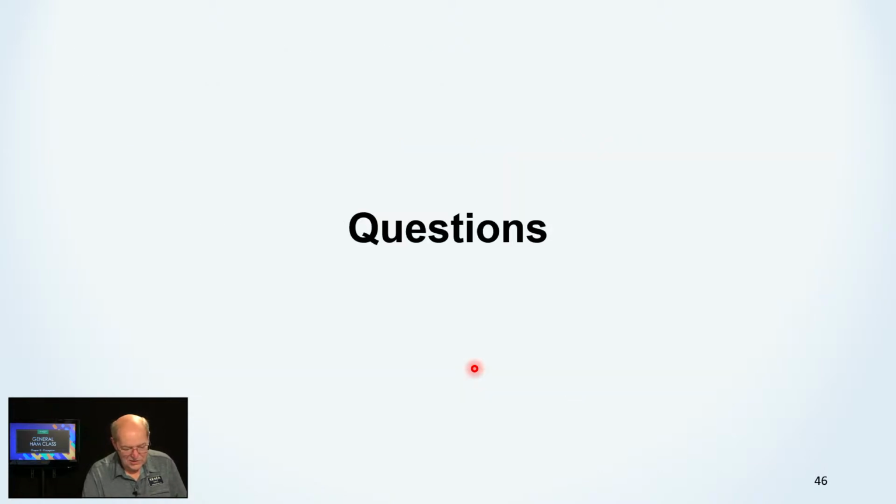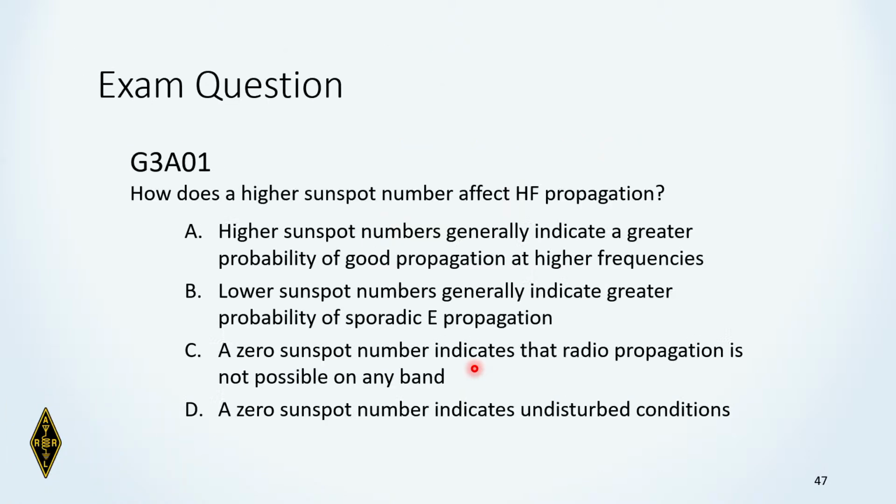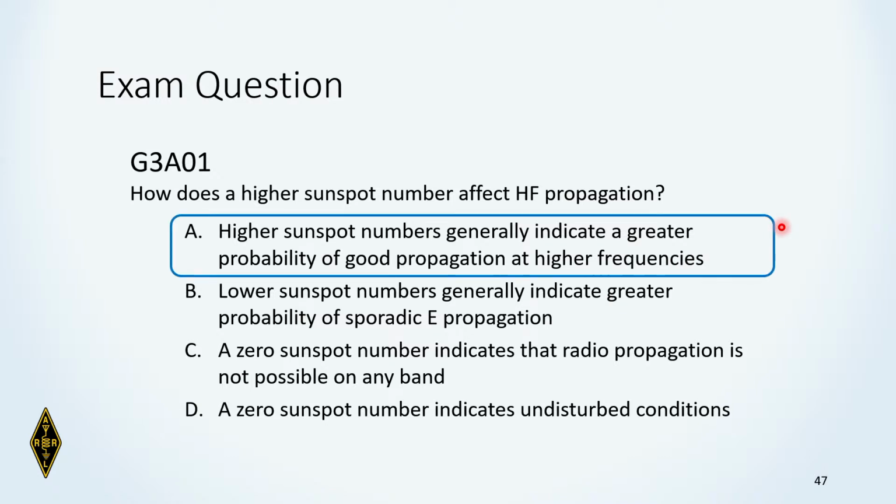And we're into some questions. We're moving right along. How does the higher sunspot number affect HF propagation? Alpha. Higher sunspot numbers generally indicate a greater probability of good propagation at higher frequencies.